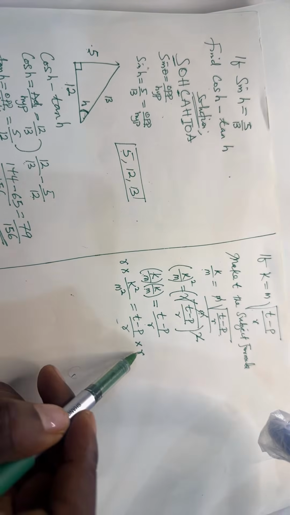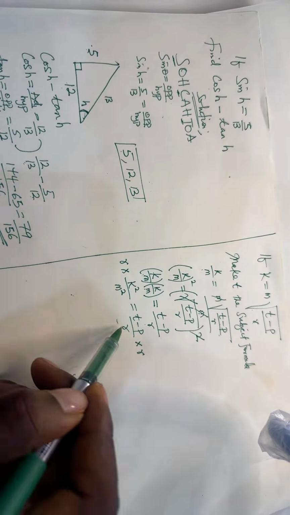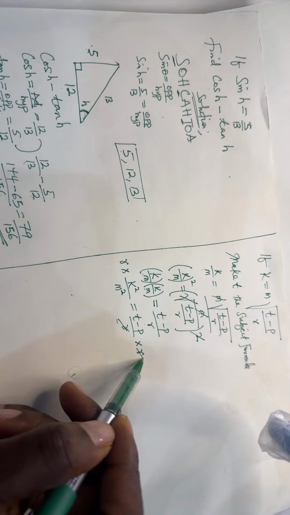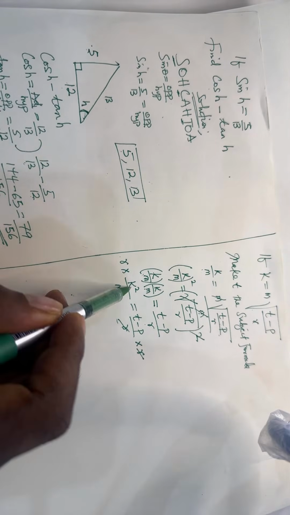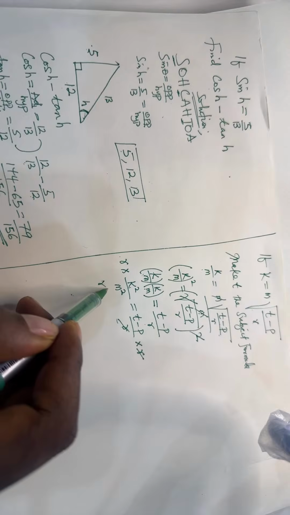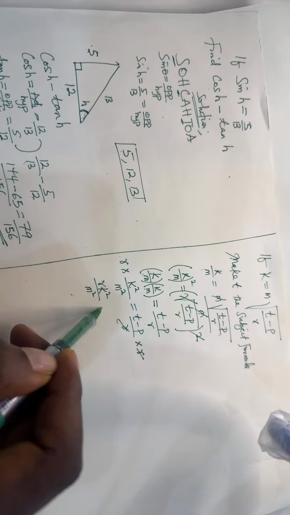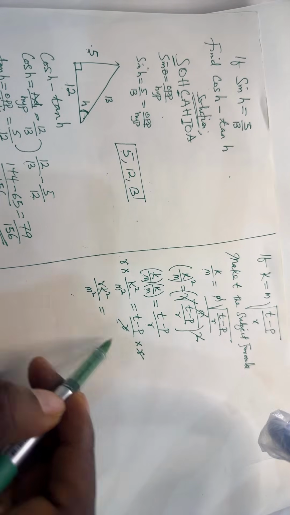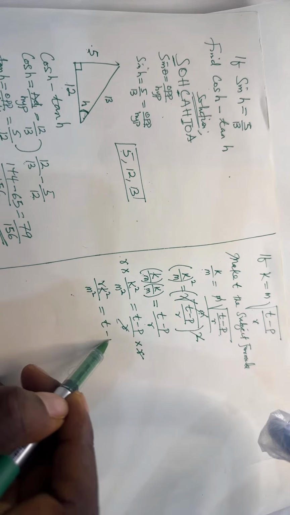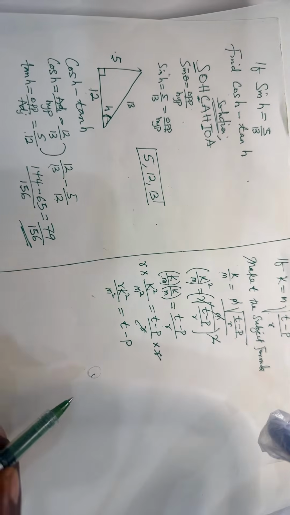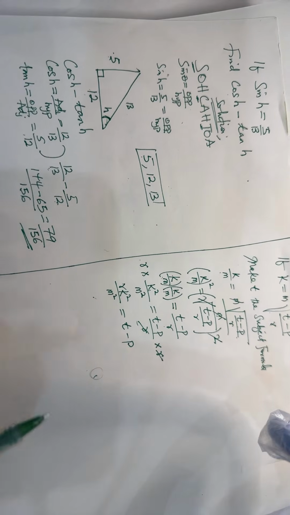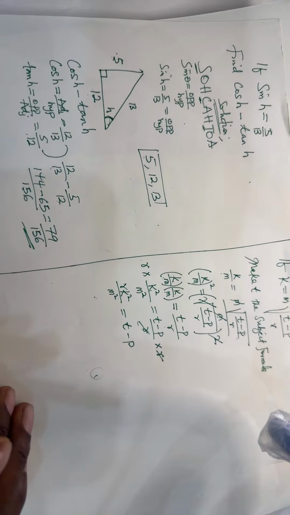Remember, anything we do on the right, we will do on the left. So r and r will cancel. But here, r will only multiply the numerator, which gives us r K squared over M squared equals, as this one and this one cancel, T minus P will remain. Is it clear? I'm taking it bit by bit, slowly, so that everything enters.